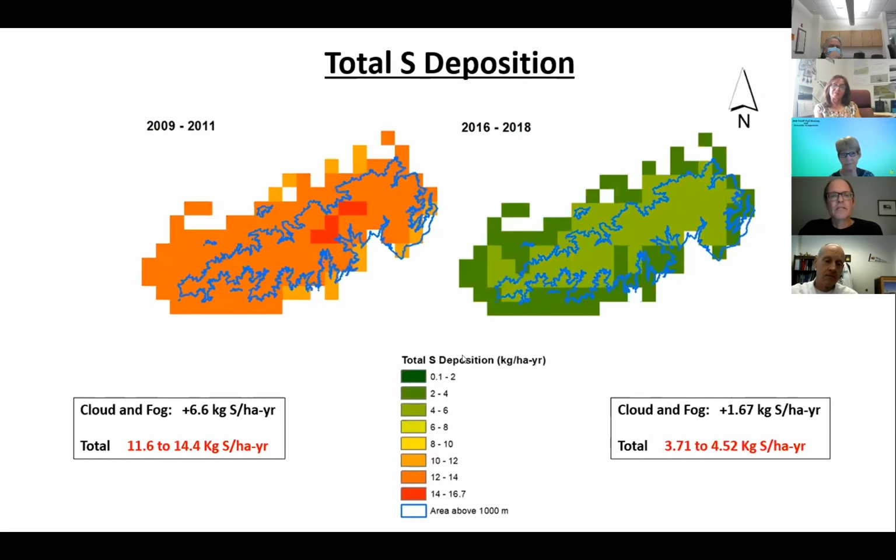In the case of sulfur deposition, in 2009 to 2011, we had an addition of 6.6, giving us a total between 11.6 and 14.4 across the region. In the case of 2016 to 2018, we estimate that there was a substantial drop, about 1 to 1.67 kilograms of sulfur, and having a total of 3.7 to about 4.5 for the areas above 1,000 meters of sulfur.